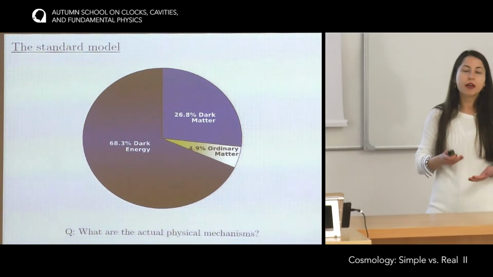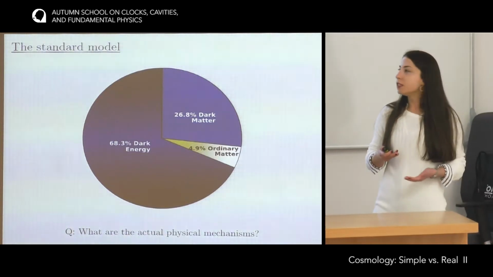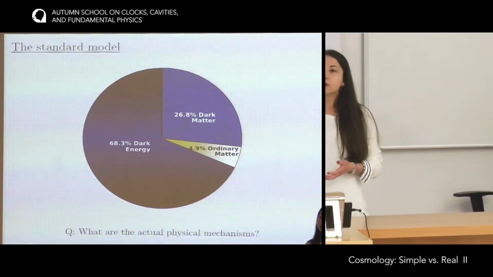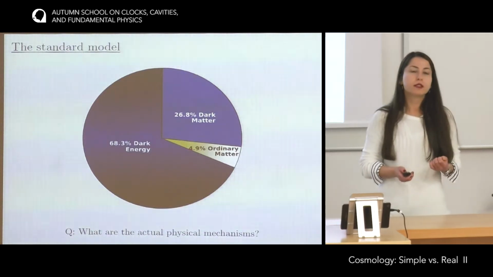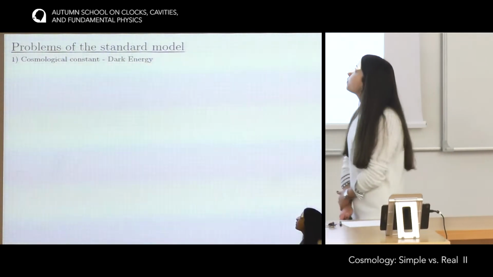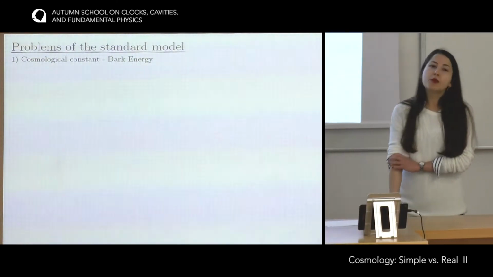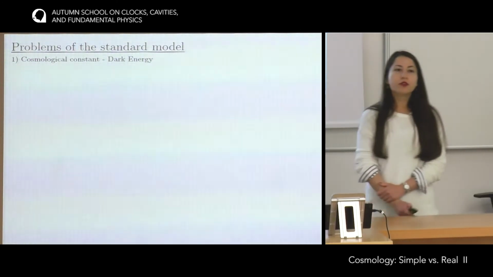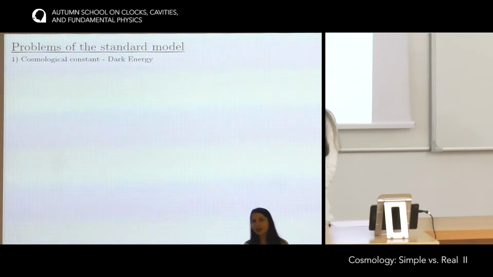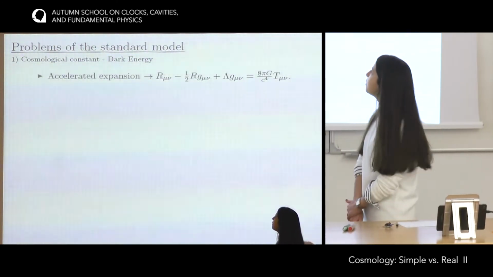We don't know. We know how to interpret the data, we know how to modify our standard model, but we don't have physical mechanisms to drive these unknown phenomena. So now I'll start with some problems of the standard model, and the first one will be about dark energy, which we also call the cosmological constant in Einstein field equations.